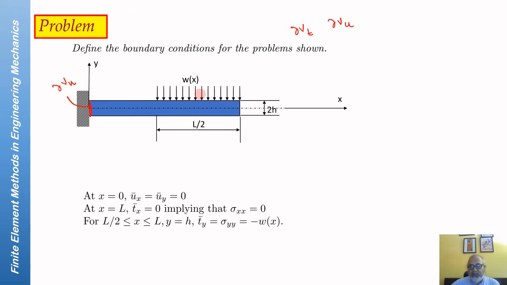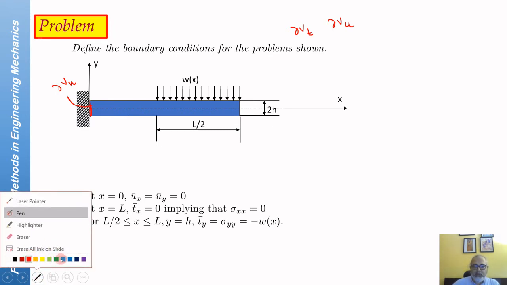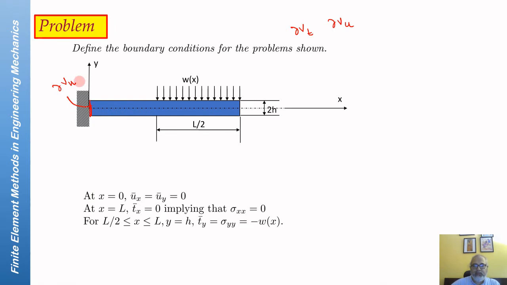And for the rest of the boundary, the upper surface and this edge, there are no displacements specified, but on part of this, tractions are specified to be 0. So these are traction-free boundaries, and the entire rest of the boundary constitutes delta Vt.